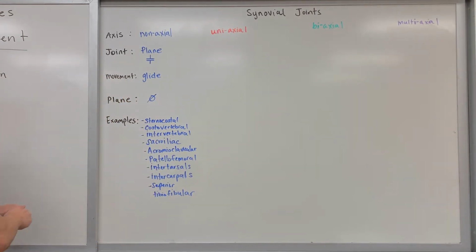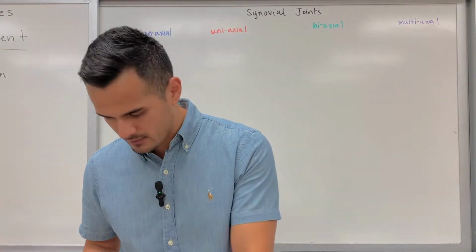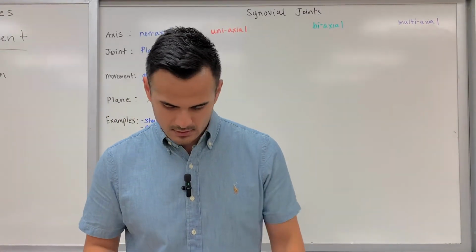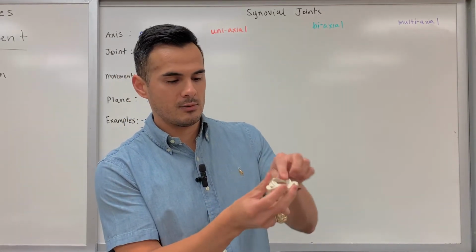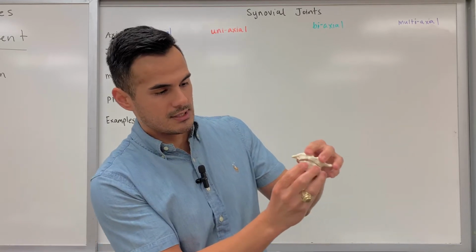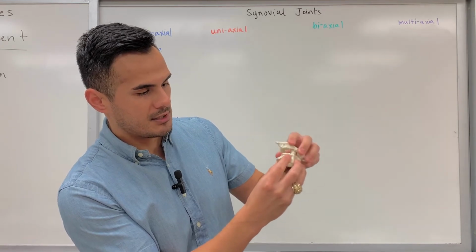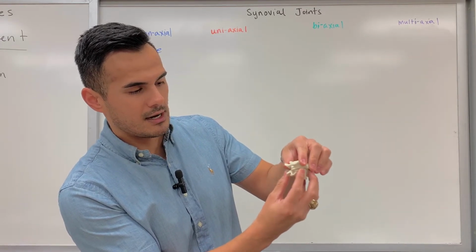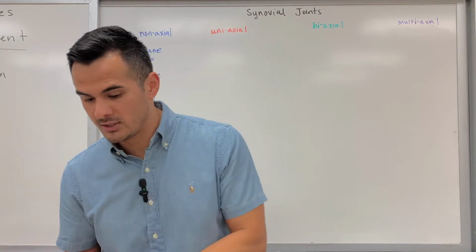Okay, so let's take a look at some of these examples, see what I was talking about. First off, this is C1 and this is C2, so they're stacking on top of each other. And you can see, remember this is the inferior articular facet, that's the superior articular facet. There's only a gliding motion that's occurring there. So remember, this is a plane joint.